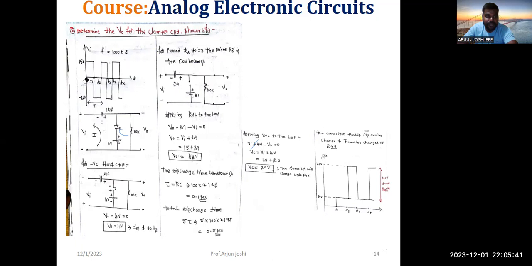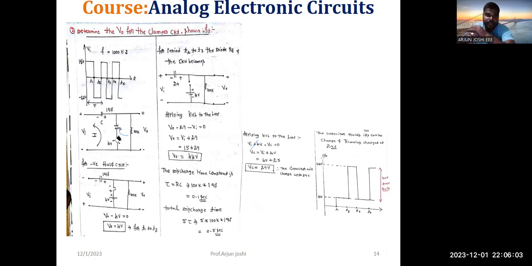Very simple. 0 to T1, positive half cycle. T1 to T2, negative half cycle. T2 to T3, positive half cycle. Understand very carefully. Positive half cycle from 0 to T1, and negative half cycle from T1 to T2. Now, without any reference, which kind of clamper circuit is it?